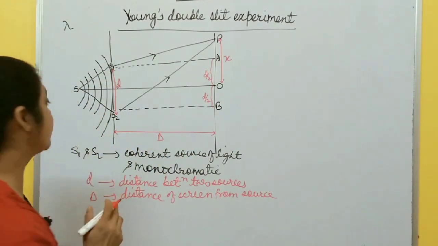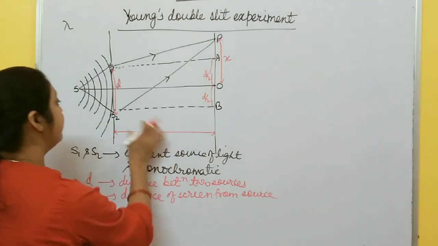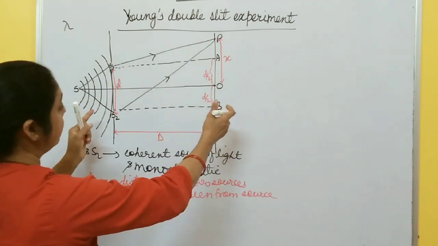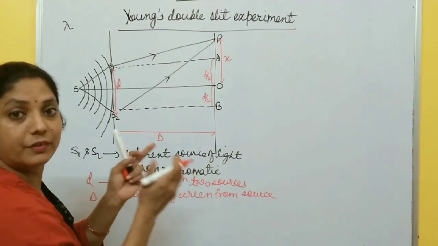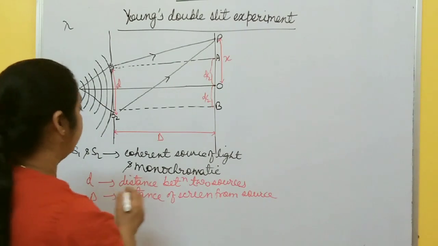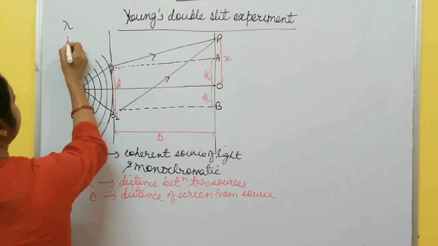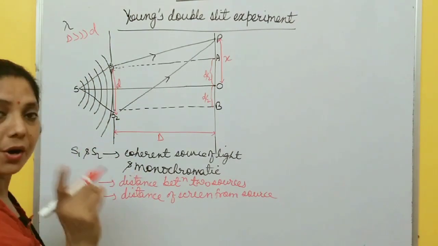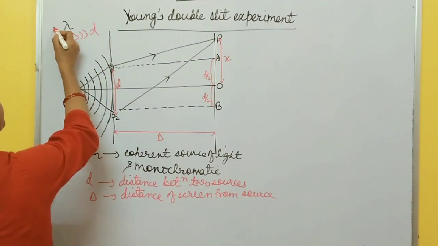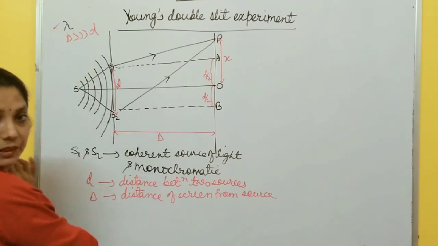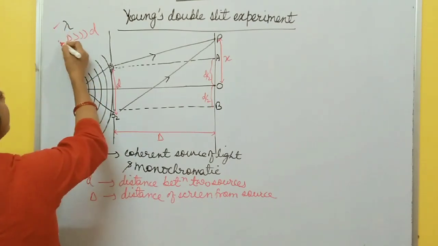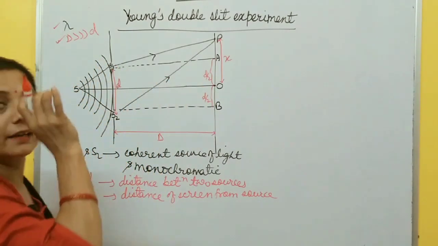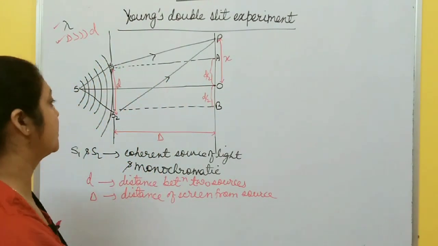Again, one more assumption is there. This D is very much greater than this small d. It means the source and screen, the source is at a very large distance from the screen. So two important assumptions: the source must be monochromatic, must have the same wavelength lambda, and the distance of the screen from the source is very much larger than the separation between the two sources.